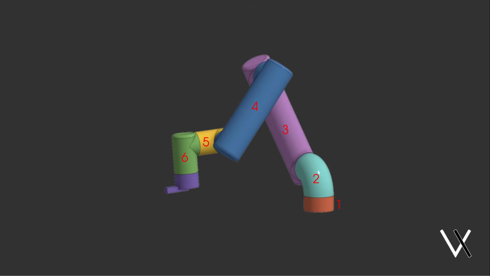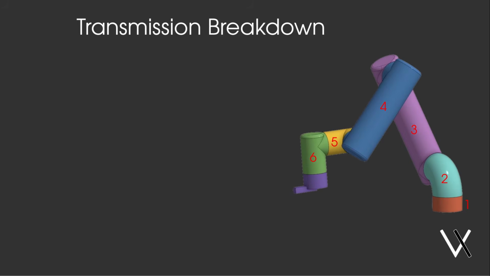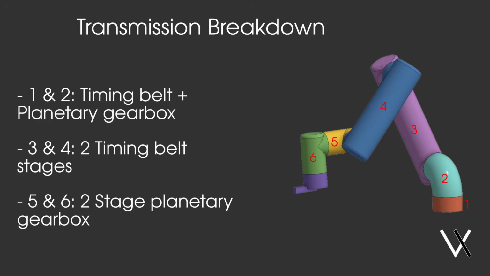This isn't by any means the final design of the robot arm, but the general dimensions will be similar. Because of this, I expect roughly the following breakdown. Joints 1 and 2, we're probably going to use a timing belt and planetary gearbox hybrid. Joints 3 and 4, probably a 2-stage timing belt reduction. And joints 5 and 6, 2-stage planetary gearboxes.